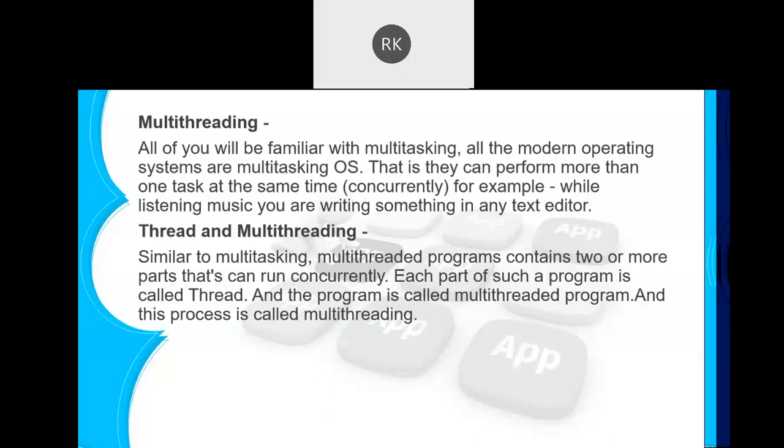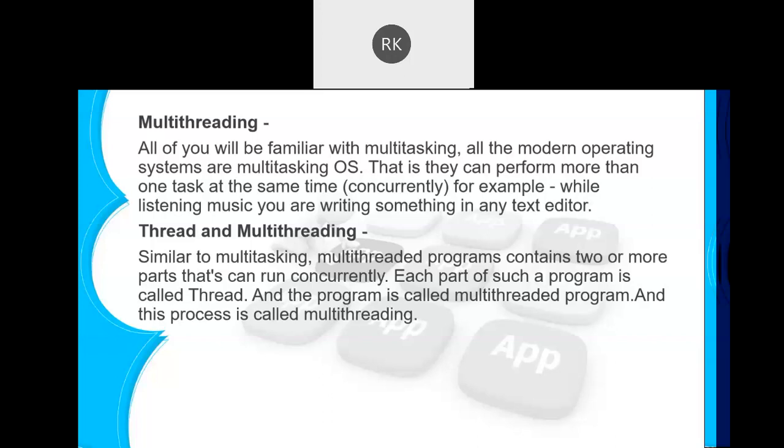In the same way, in Java we can have a single program which has multiple parts, and all those parts of the same program can be run concurrently or simultaneously. In that scenario, each part of the program is called a thread, and this process of running multiple threads at the same time is called multi-threading.